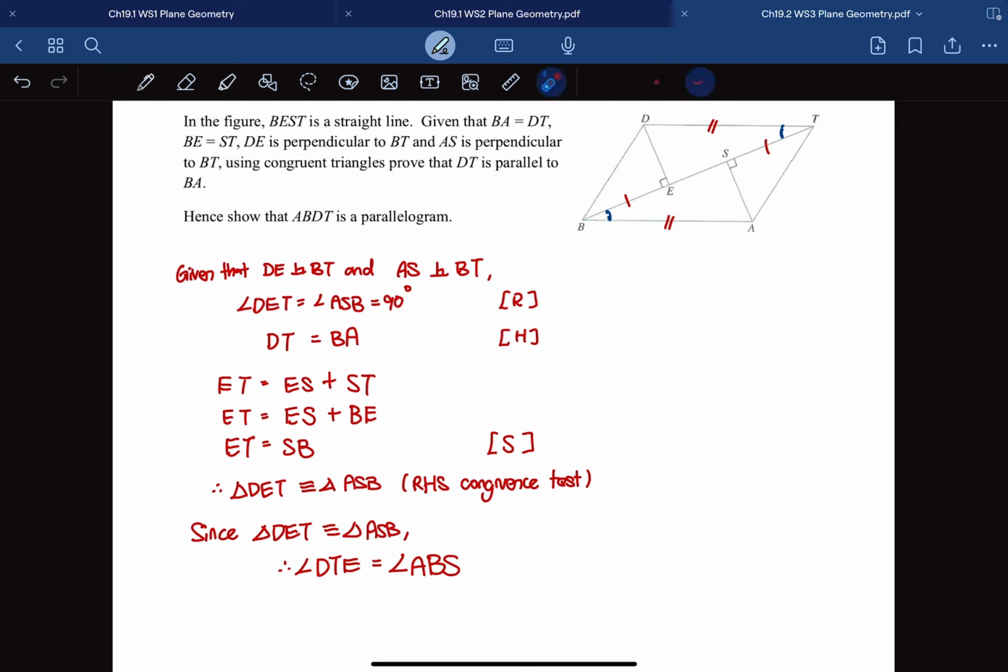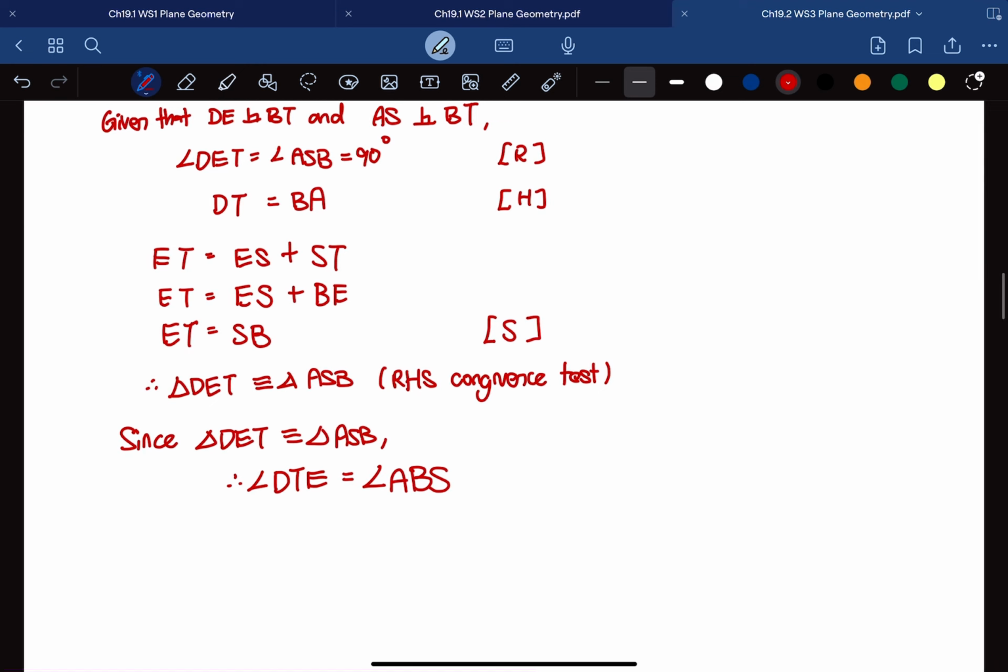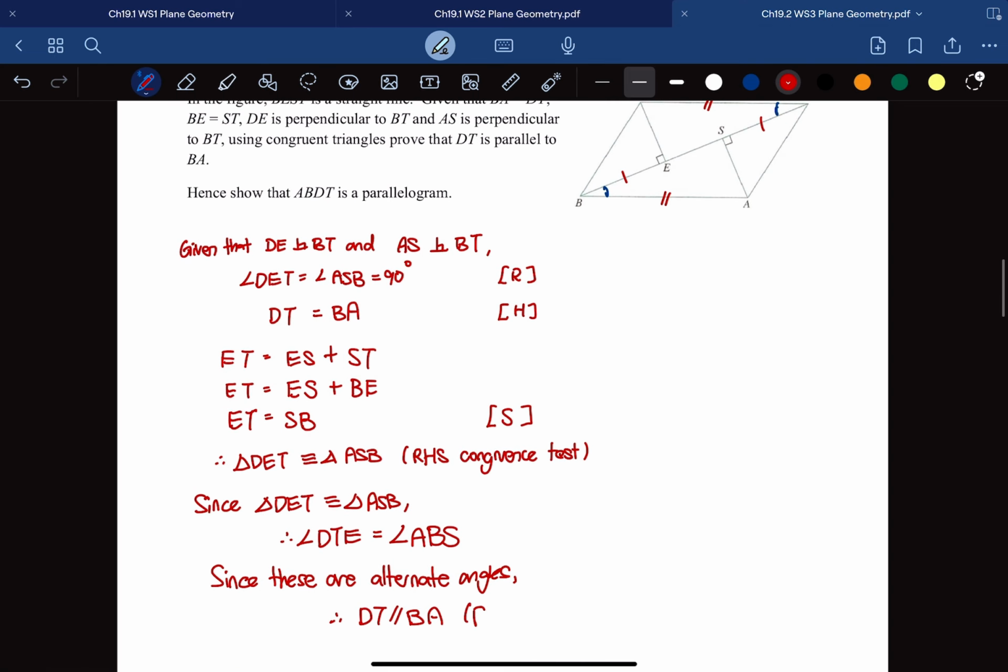if you notice, this is actually alternate angles: two lines, and then I have a line that joins them, and these two angles are the same. Therefore, since these are alternate angles, I can conclude that DT is parallel to BA. And this is the first part of the question, which is to prove that DT is parallel to BA. Okay, then the next part: hence show that ABDT is a parallelogram.